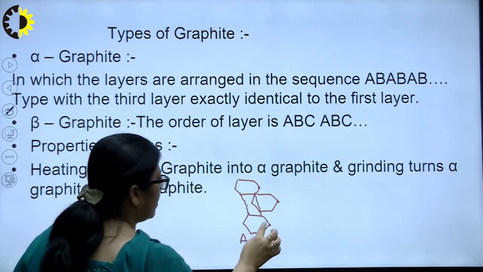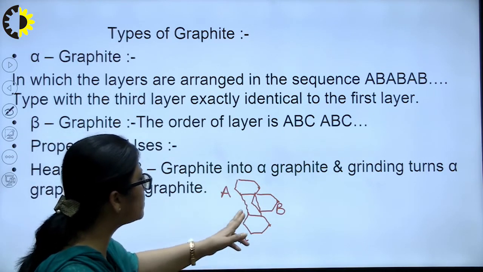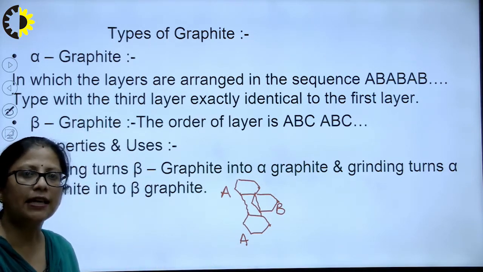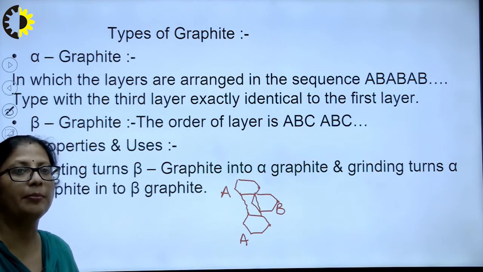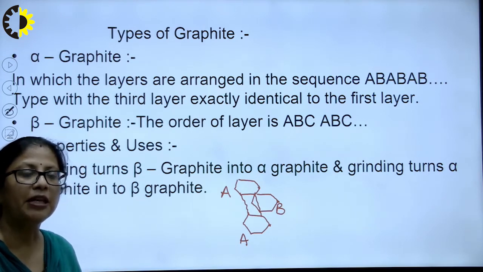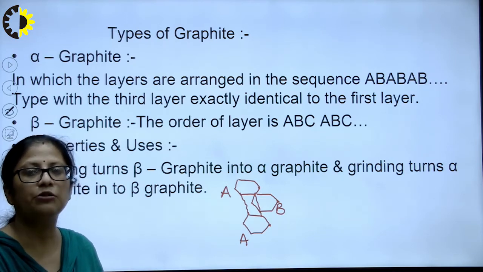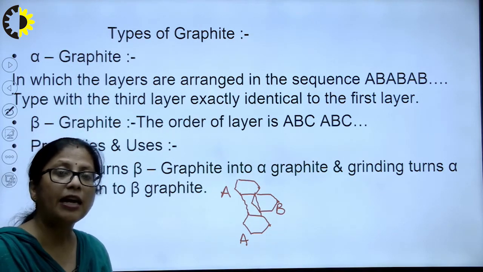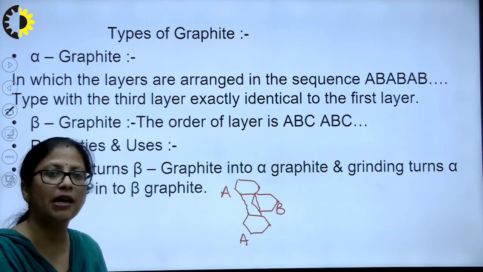If this is the A layer, this is going to be the B layer and then again the A layer. The position of the carbon atoms in the third layer will be identical to the first layer. So this is alpha graphite. The second one is beta graphite, where the layers are arranged in the order ABC, ABC. That means the fourth layer will be identical to the first layer. Now the properties: heating turns beta graphite into alpha graphite. If you heat beta graphite, it will get converted into alpha graphite. And if we grind alpha graphite, then it will get converted into beta graphite.